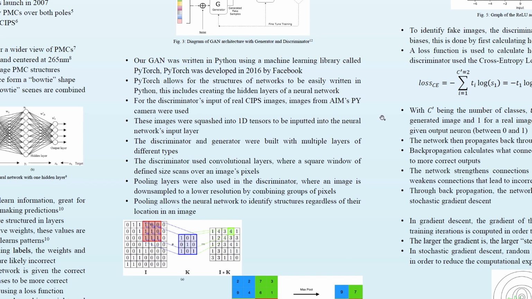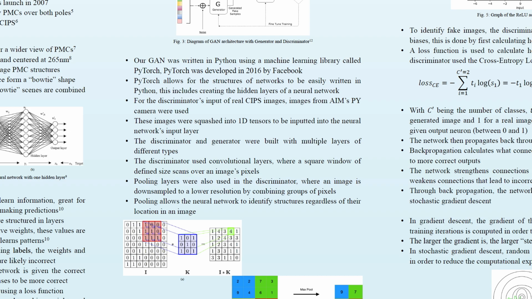So for our project, our GAN was written in a programming language called Python, and we used a machine learning library called PyTorch, which was developed in 2016 by Facebook, actually. So that's also something that's very recent. PyTorch is quite new, and it's good for allowing the user to write neural networks.